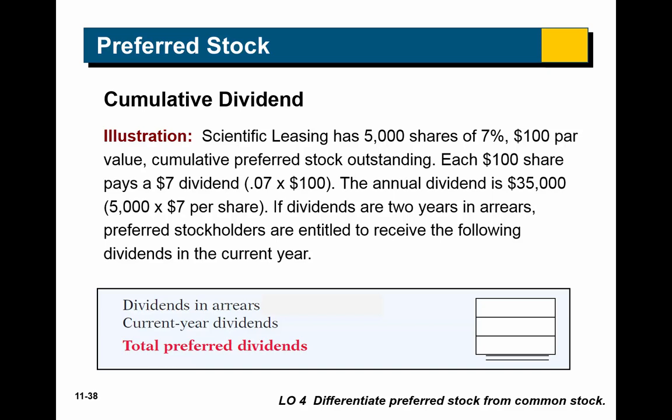So they're going to receive 2 years worth of dividends in arrears, which will be $70,000, right? 5,000 times 7%, which is $35,000. I'm sorry, 5,000 shares times $7 per share, which is $35,000 per year for 2 years, makes $70,000, plus the current year's dividends. So the total preferred dividends would be $105,000.